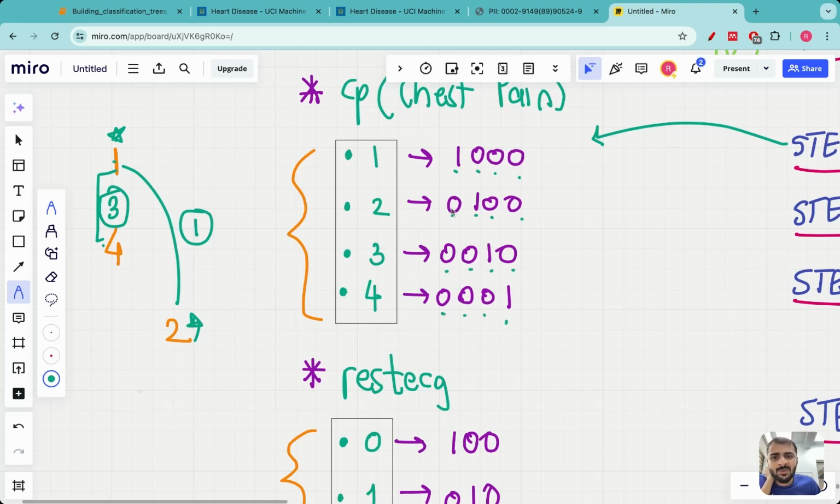So if there is a patient with CP value of 3, it will be represented in the data set as 0, 0, 1, 0. If there is a patient with a CP value of 1, it will be represented in the data set as 1, 0, 0, 0. If there is a patient with a CP value of 4, it will be represented in the data set as 0, 0, 0, 1.